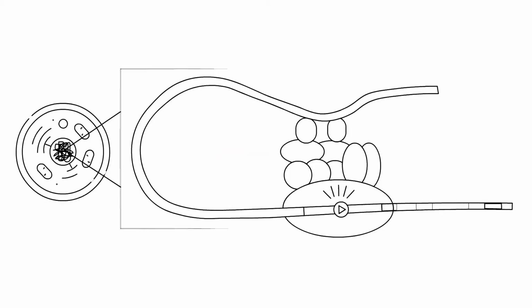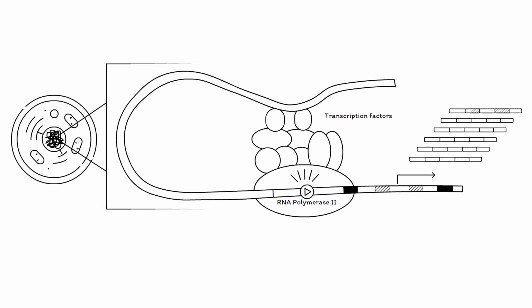Gene transcription starts when the gene is turned on in the nucleus. This happens when different proteins, known as transcription factors, bind around the promoter region surrounding the gene, which enable the RNA polymerase II to transcribe the following DNA sequence into RNA.